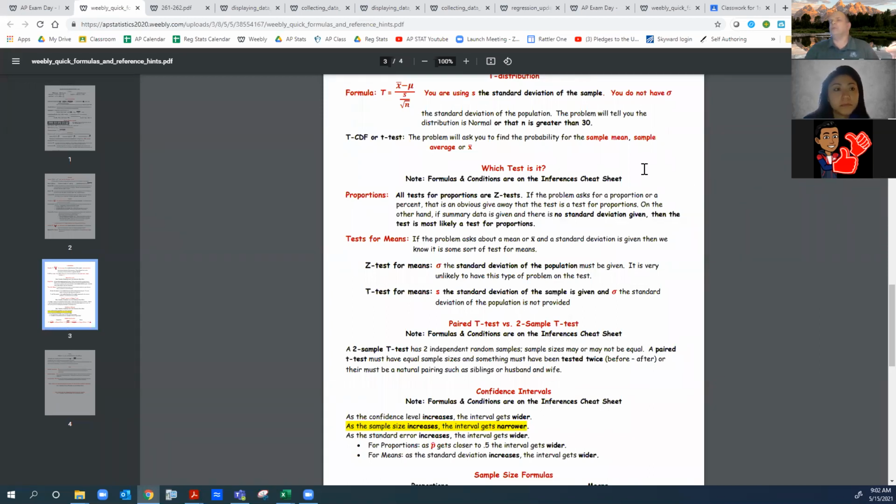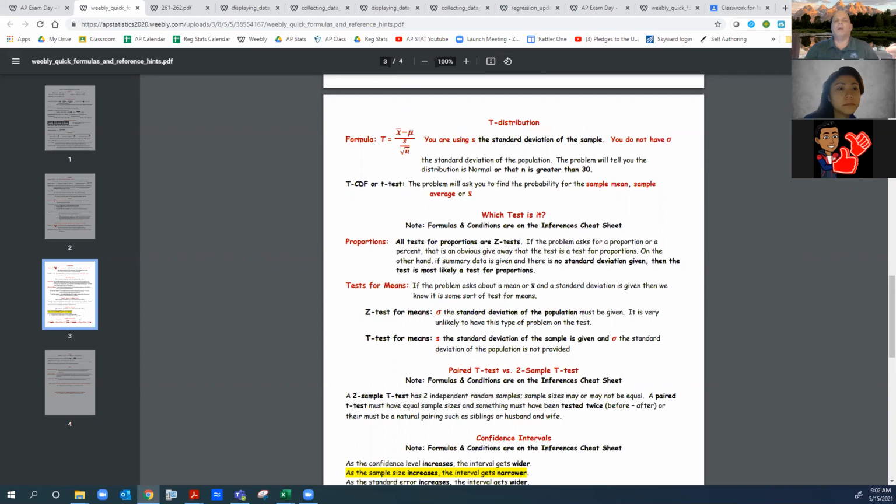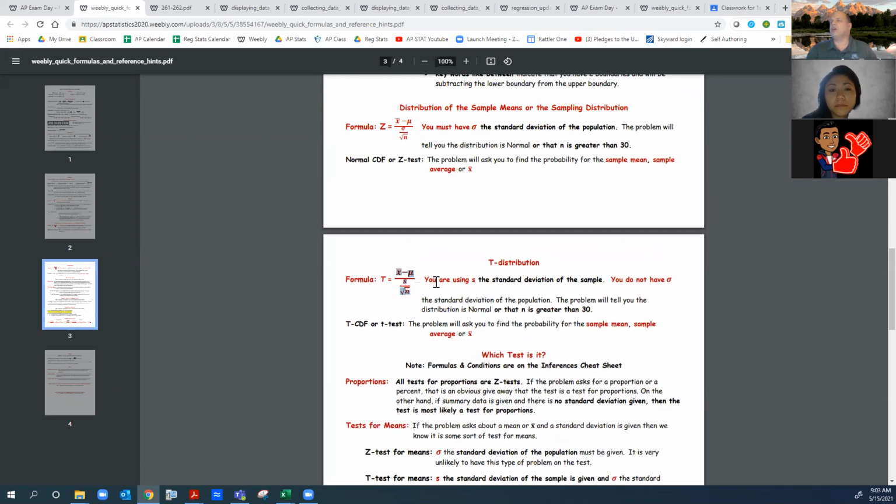The t distribution. With the t distribution, it's almost exactly the same formula. The difference is we are working with the standard deviation of the sample. These are almost exactly the same, but this is working with s, the standard deviation of the sample. Now, there are some restrictions on when I can use the t distribution. If the underlying distribution is normal, and they tell me that, I'm good to go. If my sample size is 30 or larger, then I can do it as well.